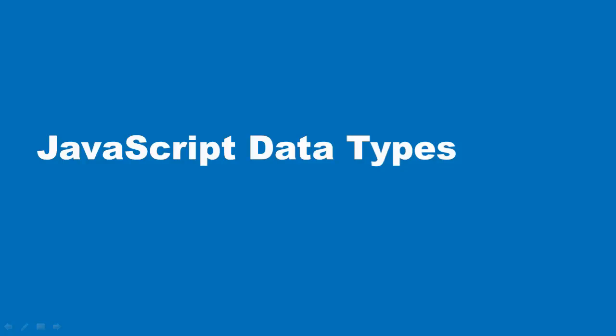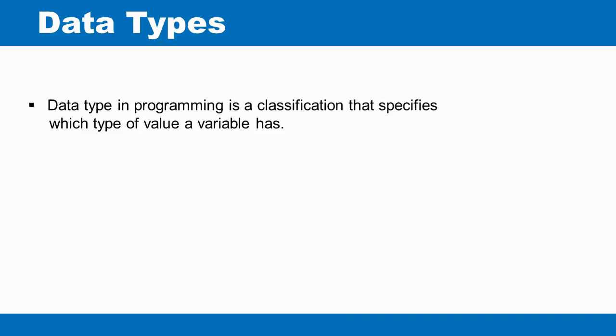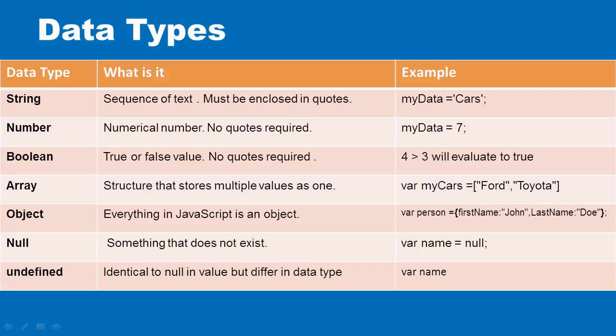Hello and welcome. In this video, I will introduce you to some JavaScript data types. In programming in general and also in JavaScript, the data type basically refers to the classification that specifies the type of value that a variable has or stores. There are different types of data types in JavaScript. Here's a basic table with some basic JavaScript data types.